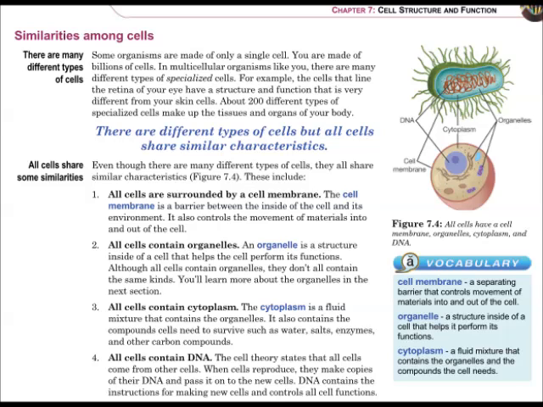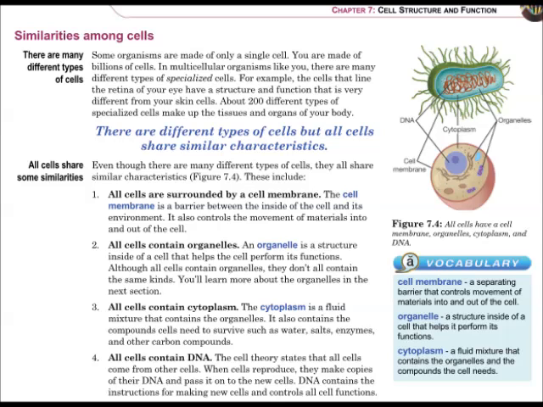Even though there are many different types of cells, they all share similar characteristics. Figure 7.4. These include 1. All cells are surrounded by a cell membrane. The cell membrane is a barrier between the inside of the cell and its environment. It also controls the movement of material into and out of the cell.